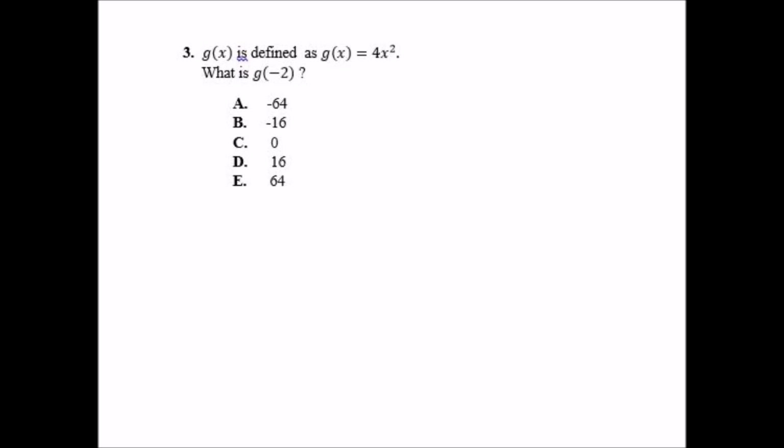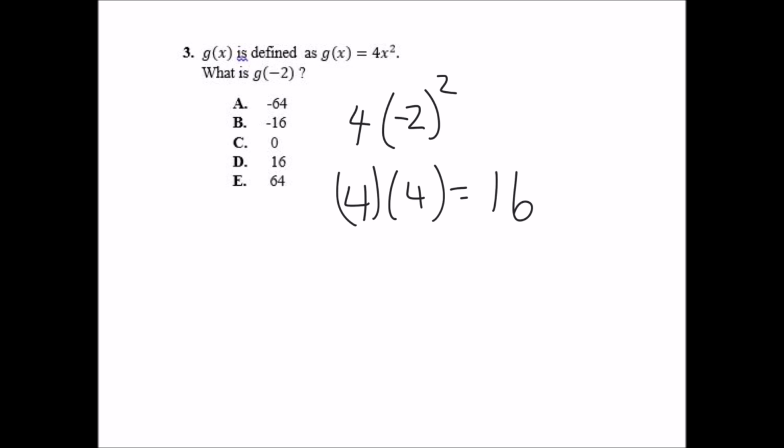Question 3, g of x is defined as g of x equals 4x squared. What is g of negative 2? So again, we take negative 2 and plug it in wherever we see the x. So this problem rewrites as 4 times negative 2 squared. Well, negative 2 squared is positive 4, so you really get 4 times 4 equals 16. The answer is D.